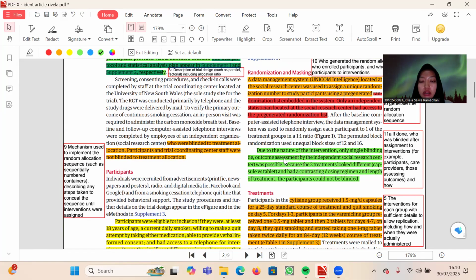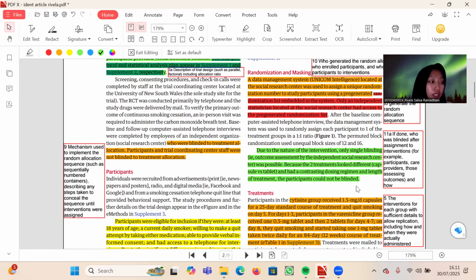This one is 12A. Due to the nature of the intervention, only single blinding of outcome assessment by the independent Social Research Centre was possible, because the two treatments looked different, capsule versus tablet, and had contrasting dosing regimens and length of treatment. The participants could not be blinded. Oh, sorry, this one is 11A.